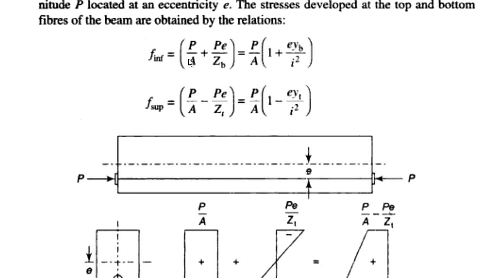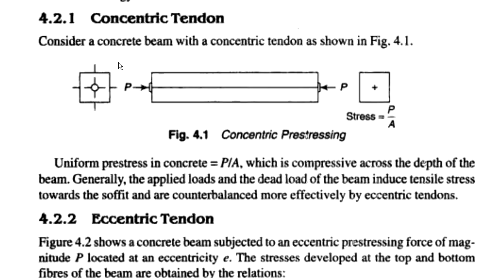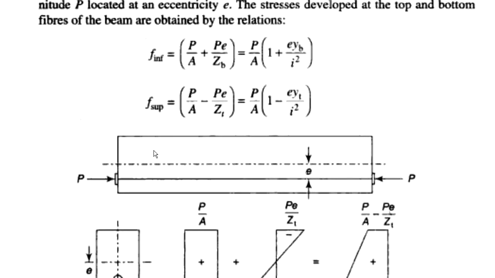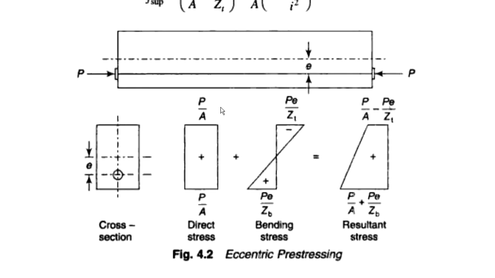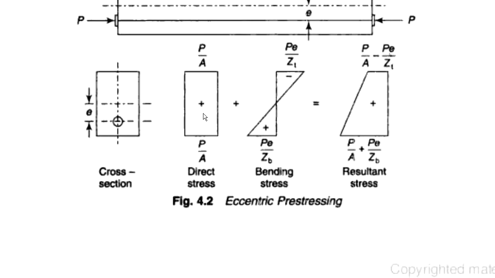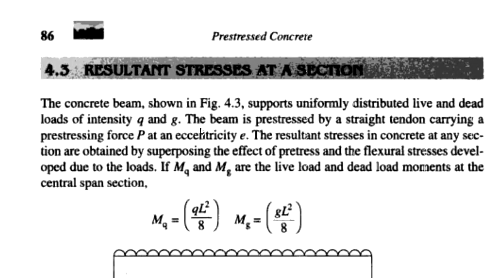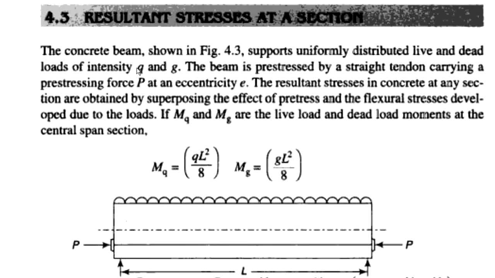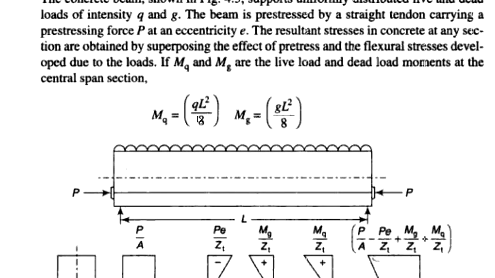Now what we have studied till now is when the tendon is concentric and when the tendon is eccentric. But how about the dead load of this particular member, and the external load which we are going to apply? These two parameters are also going to induce stresses in the beams. So let us study those parameters further. You can see over here, resultant stresses at a section due to the dead load and live load.